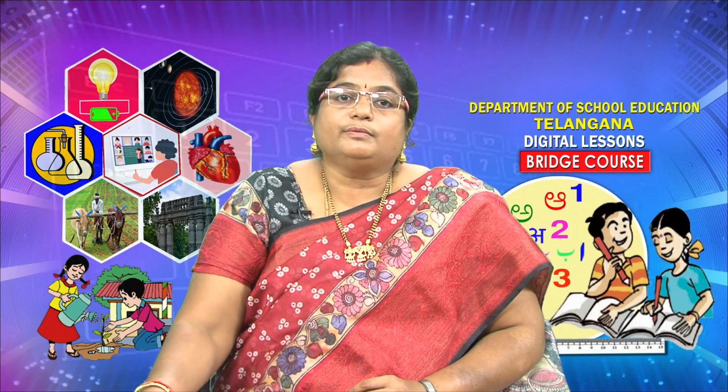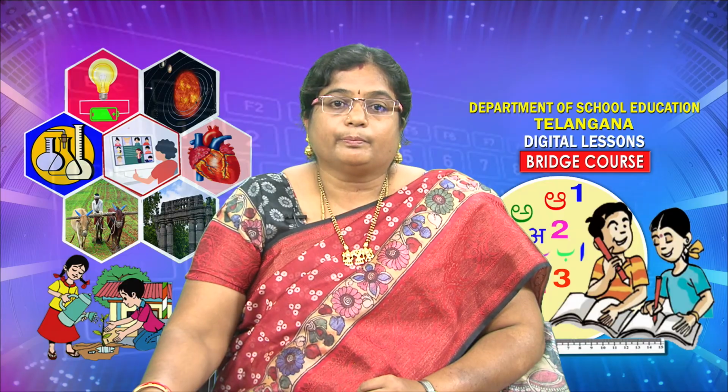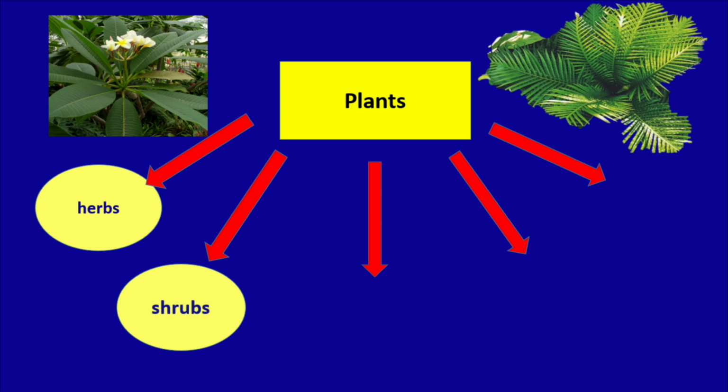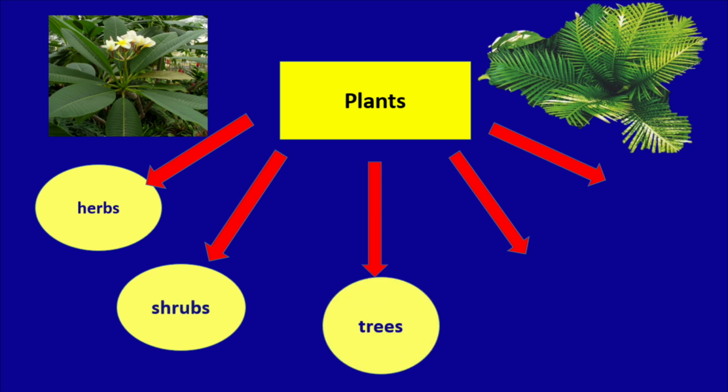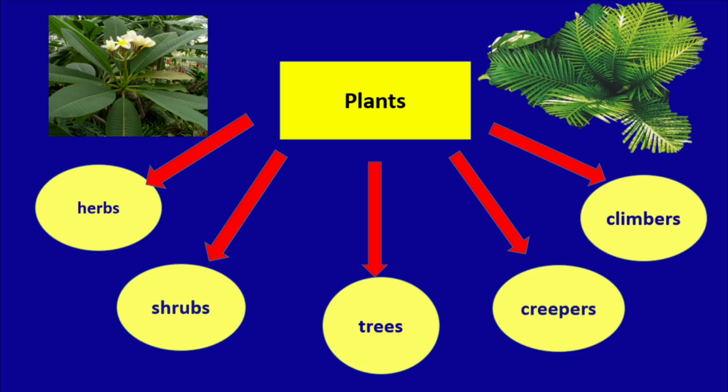Based on the height, the plants are divided into herbs, shrubs, trees, creepers and climbers. So, what are herbs?